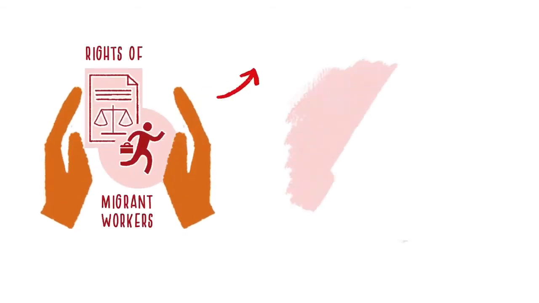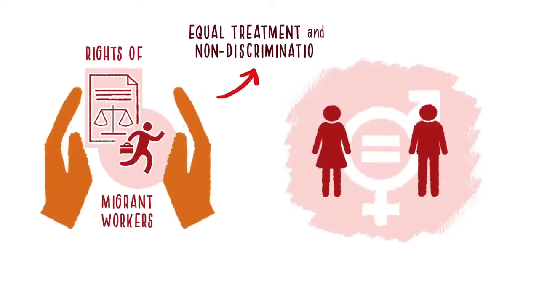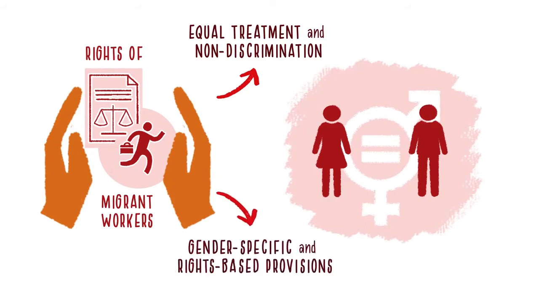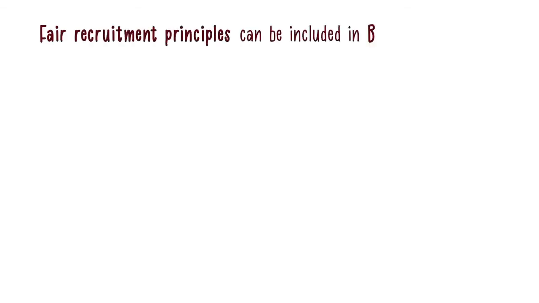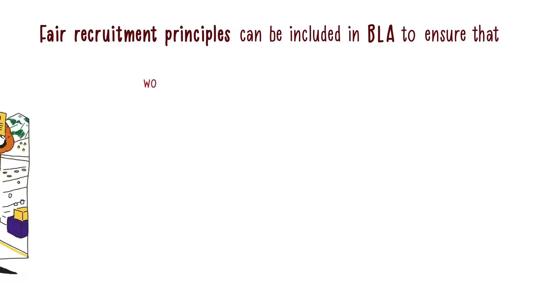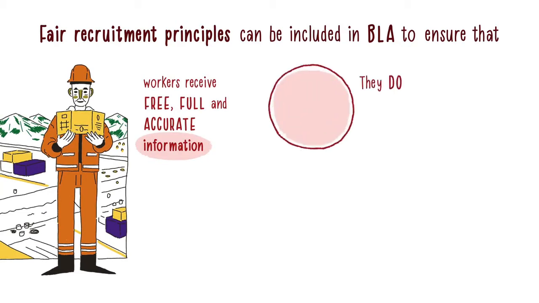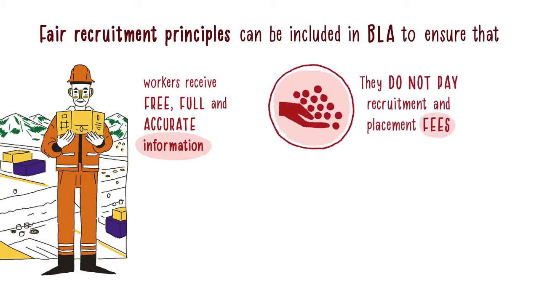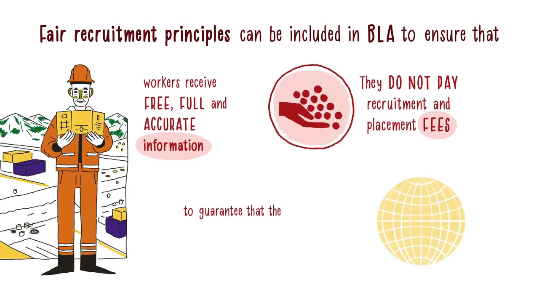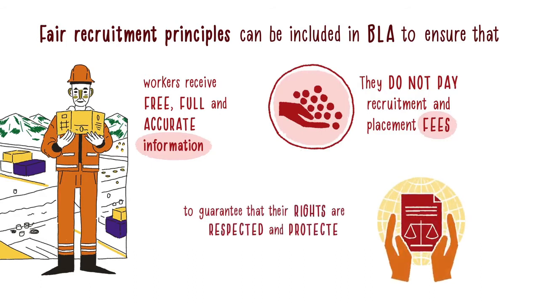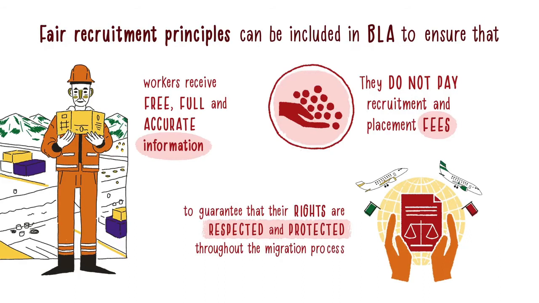They can pledge to protect the rights of migrant workers through equal treatment and non-discrimination, and include gender-specific and rights-based provisions. Fair recruitment principles can be included in bilateral agreements to ensure that workers receive free, full and accurate information on overseas employment, and they do not pay recruitment and placement fees, and to guarantee as well that their rights are respected and protected throughout the migration process.